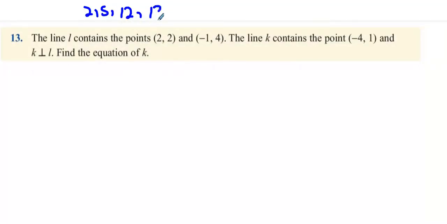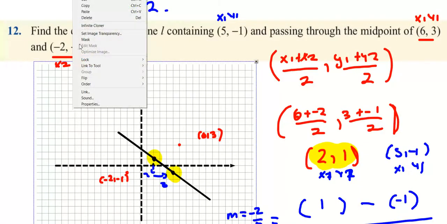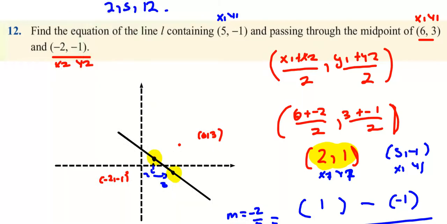And now we're going to do 13, just for the lols. The line L contains the points 2, 2 and minus 1, 4. The line K contains the point minus 4, 1 and is perpendicular to L. Find the equation of K. Once again, we'll use a visual representation to show you what we're doing, so it's not just all in your mind.